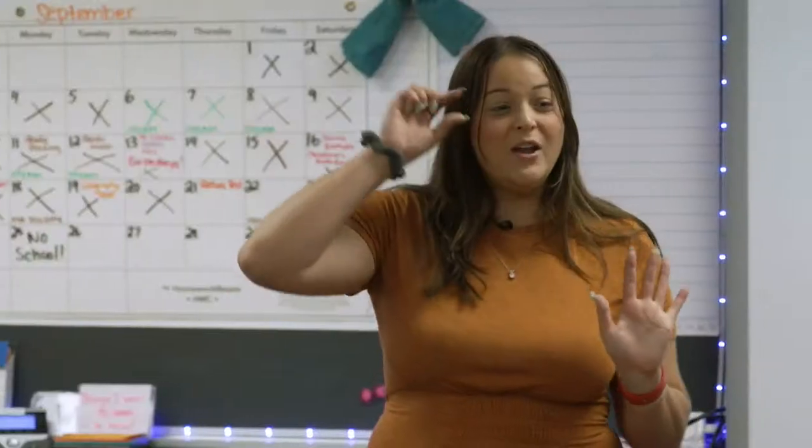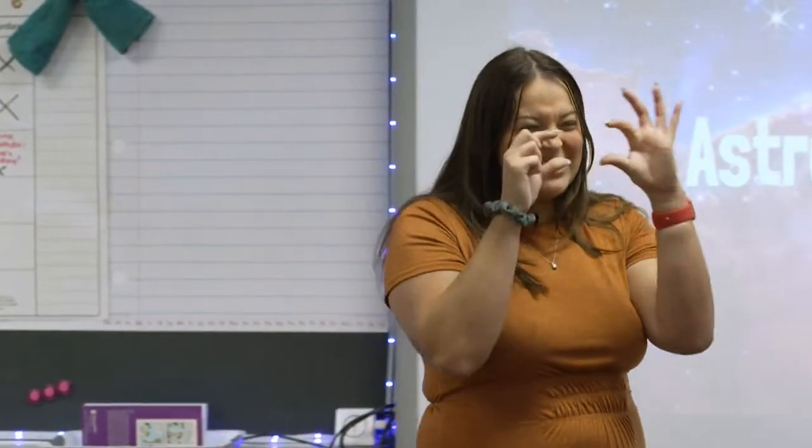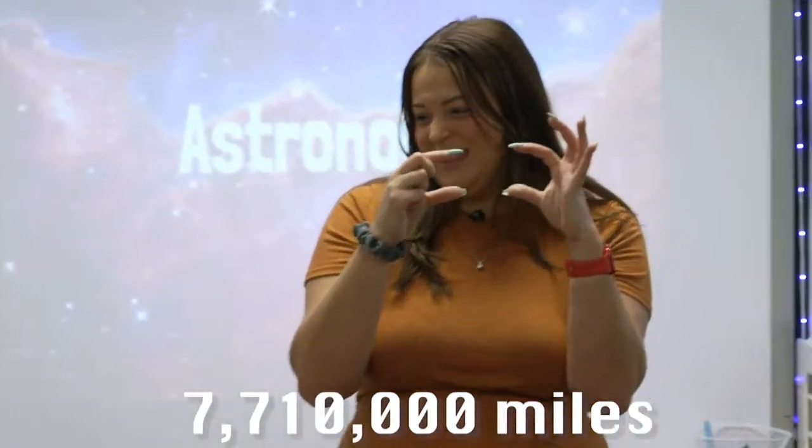Talk amongst your groups really quickly. Where do you think every other planet is in that distance? Go. Earth, Mars. I feel like it's more. Sometimes it's hard to show up on paper. Okay, now you guys are starting to think about that scale, right? Because that scale is 7,710,000 miles. So initially you guys are probably like, oh, it's maybe 100,000 miles away. But now that scale is getting bigger and bigger.